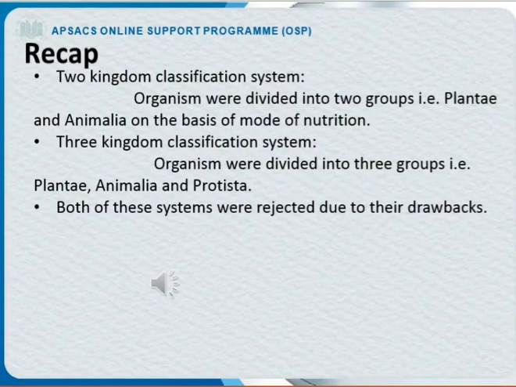So it was all about today. Let's have a recap. We have studied about two classification systems today: two kingdom classification system and three kingdom classification system. Two kingdom classification system is the system in which organisms are divided into two groups, Plantae and Animalia, on the basis of mode of nutrition, whether they are heterotrophs or autotrophs. In three kingdom classification system, organisms were divided into three groups, Plantae, Animalia, and Protista. Both of these systems were rejected due to their drawbacks.